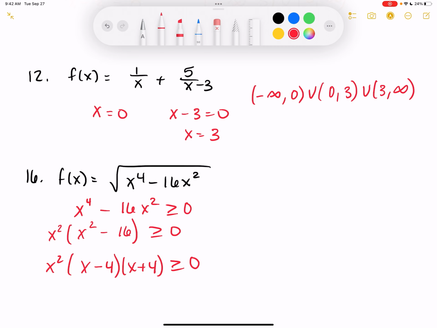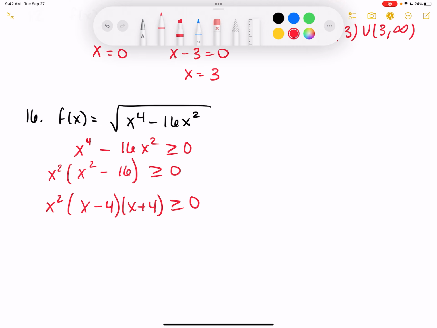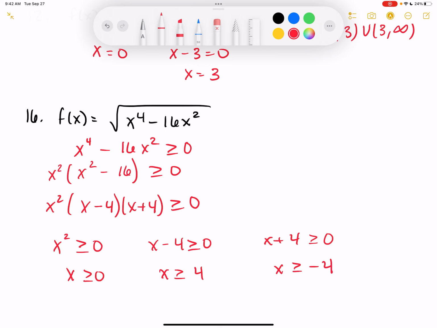So then we're going to set each piece greater than or equal to 0. So x squared is greater than or equal to 0. X minus 4 is greater than or equal to 0. X plus 4 is greater than or equal to 0. So I have that x is greater than or equal to 0. X is greater than or equal to 4. X is greater than or equal to negative 4. Okay. Then we've got to put it together. It's going to be a big long one.